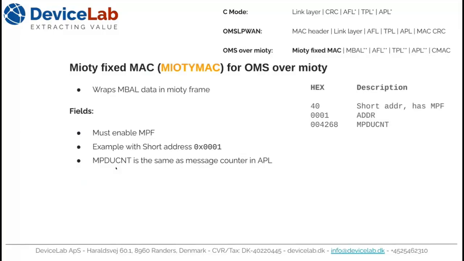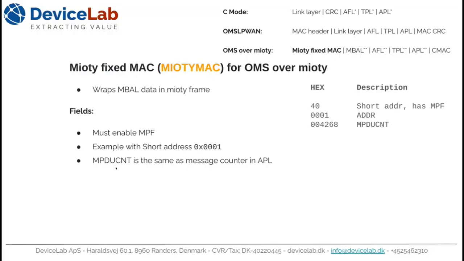Moving on to the OMS over mioty frame. Here we're using the standard mioty MAC. We need the device to fit into a standard mioty pipeline, like Thomas was explaining. So this can be used there with a fixed MAC. First byte is a control that just describes this MAC frame. In this case, we don't have any sort of additional segments, so it's just a simple one that has to enable the MPF or MAC payload format that was mentioned earlier.